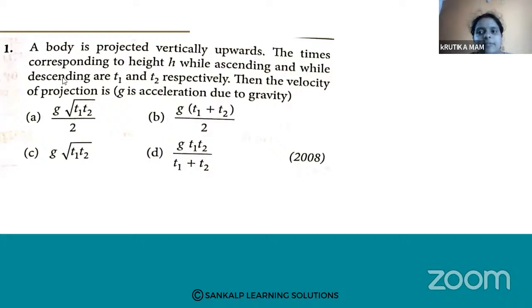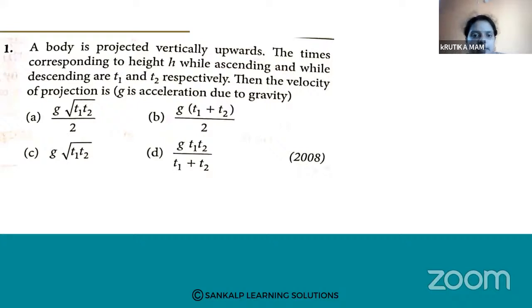Here we are discussing the first question. A body is projected vertically upwards. The times corresponding to height h while ascending and while descending are t1 and t2 respectively. Then the velocity of projection is, so we need to calculate the velocity of the projection. How to calculate it?